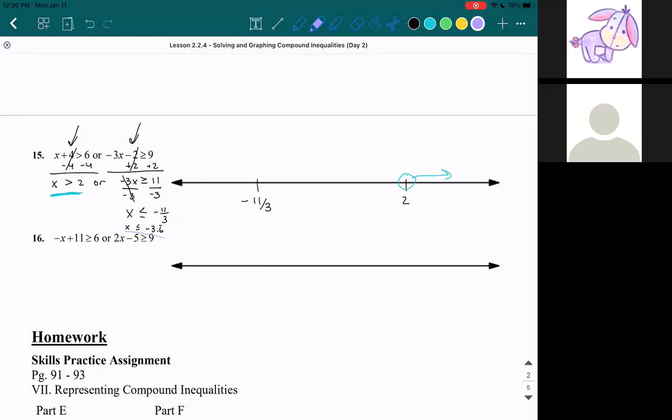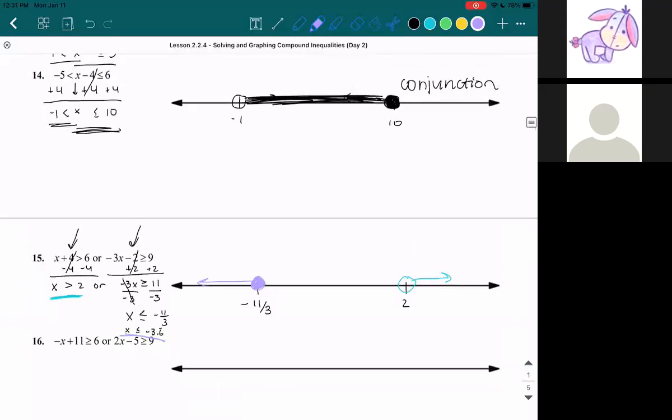For this piece, x ≤ -3.6, I shall put a filled in circle, filled in because there is an equal to line. And then I shall shade it to the left because x is less than that number. So notice the difference between numbers 14 and 15. In 14 you shade it in between, that is a conjunction. In 15 you are shading on opposite ends, this is a disjunction. So when it goes like that, it's like the opposite of cross-eyed. If it's going in opposite directions, this is a disjunction.